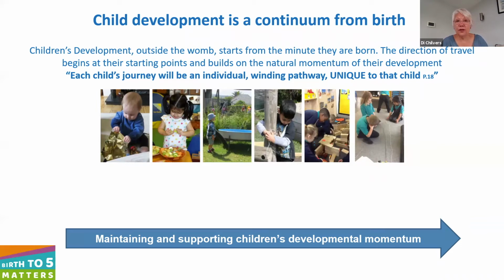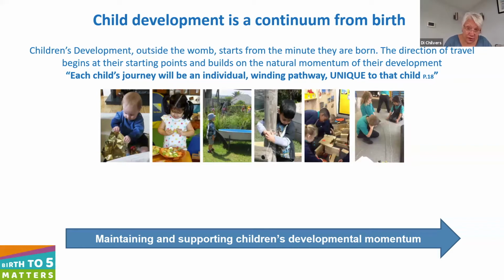But each child's journey is going to be a very individual journey, winding pathways and so on. And it's going to be unique to that child. But in order to see children's progress, we need to understand where children's development and learning begins and how we support that developmental momentum, remembering that young children's development does not follow a predictable step-by-step sequence, with each child doing the same thing. They'll have their own unique pathway, progression and momentum.